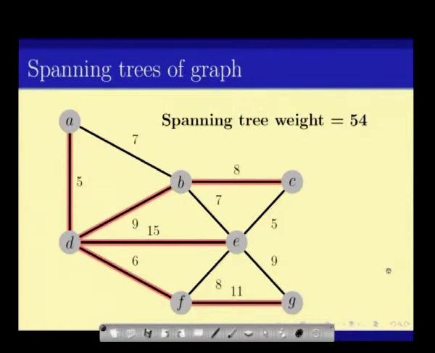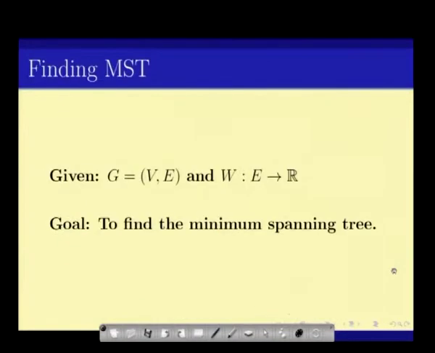We can also have another tree which is like this, whose weight is 45, and then we can have another one with these edges, whose weight is 39. Note that there can be many other spanning trees. So, the problem is: given a graph G and a weight function that puts weights on these edges, the weights can be negative or positive, and we want to find the minimum spanning tree.